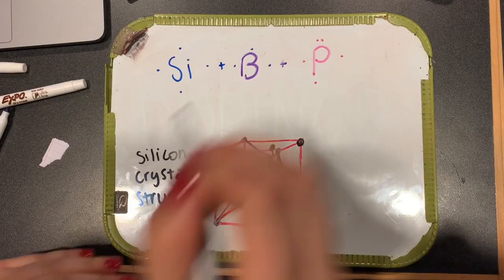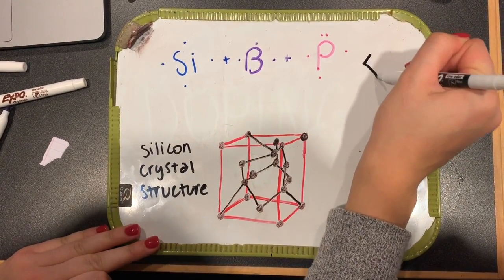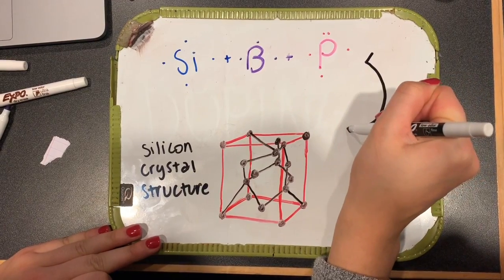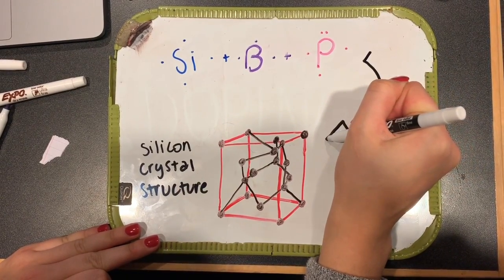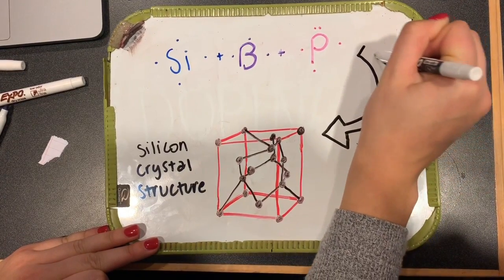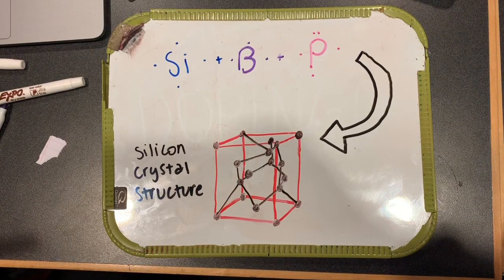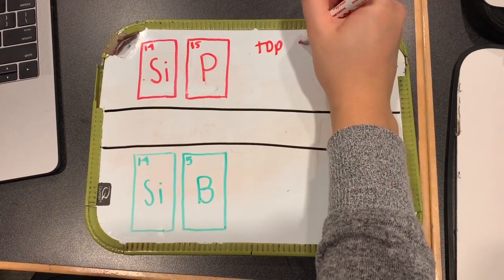Similarly, when an element like boron with 3 valence electrons, 1 less than silicon, is added to a solar cell, a positive charge is created because there is an absence of negatively charged electrons. We call these point positive charges holes because they represent missing electrons. In this case, boron is referred to as the acceptor dopant.